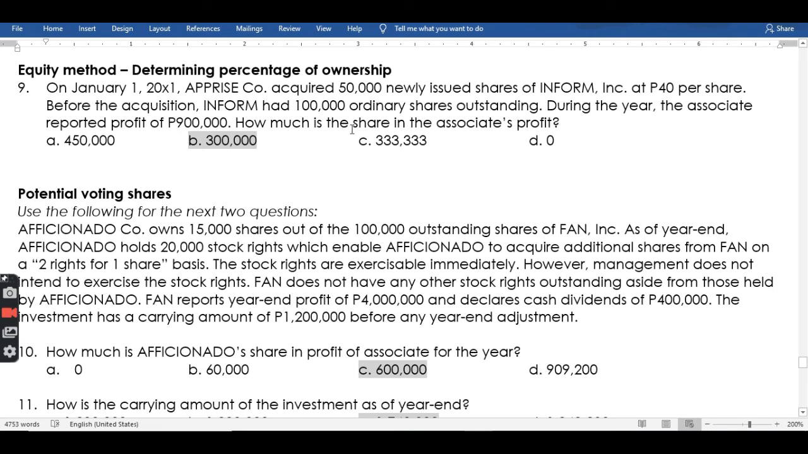Before the acquisition, Inform had 100,000 ordinary shares outstanding. During the year, the associate reported profit of 900,000. How much is the share in the associate's profit? So basically, 50,000 were newly issued. Before the acquisition, only 100,000 were held.